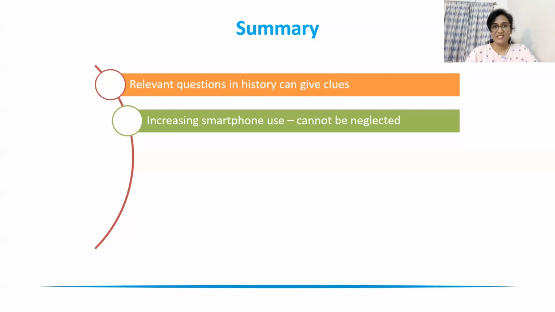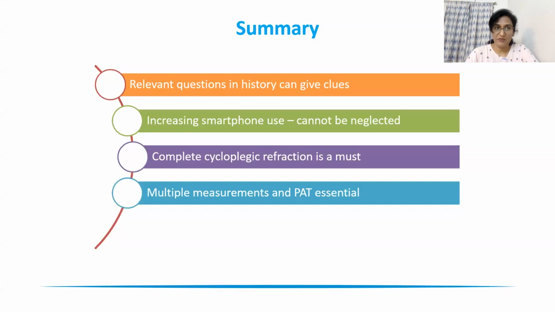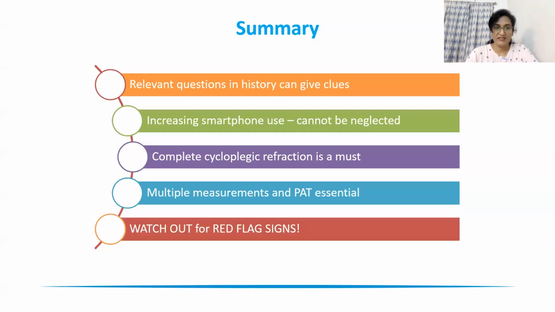A new entity, increasing smartphone use, cannot be neglected. It has to be looked at very seriously, and maybe further studies have to be done as to how this actually affects, and come up with a protocol as to how much smartphone use can actually be allowed in such children. Complete cycloplegic refraction is a must because the refractive accommodative element must be tackled initially. Multiple measurements and prism adaptation test is essential before we think of final treatment, and watch out for red flag signs in cases of acute acquired committant esotropia. Definitely such cases have to be imaged. Thank you.